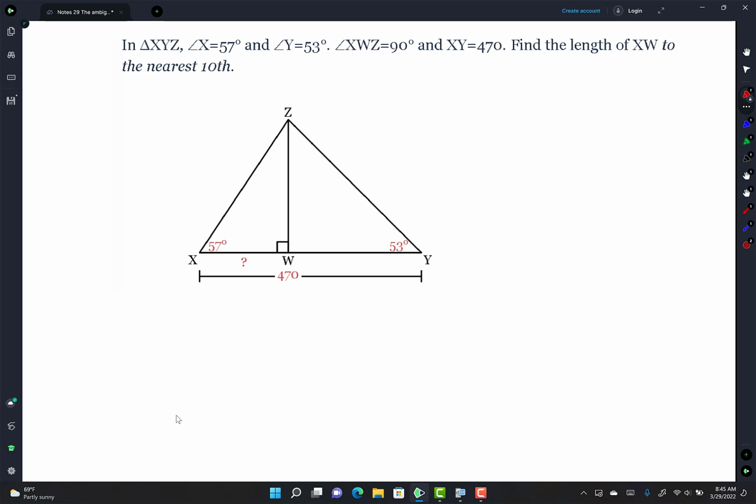So here we go. Triangle XYZ, angle X is 57 degrees, angle Y is 53 degrees. Triangle XWZ is 90, so that means this is also 90 degrees right here. Find the length of XW to the nearest tenth. So they want this guy. So let's see, what are we going to do first?